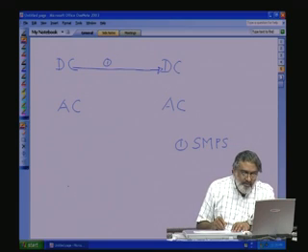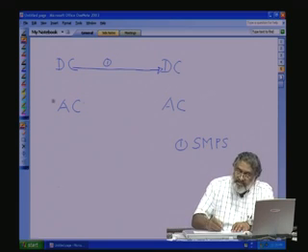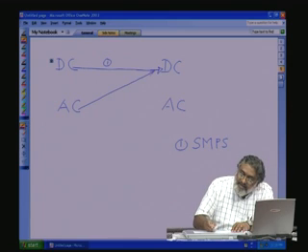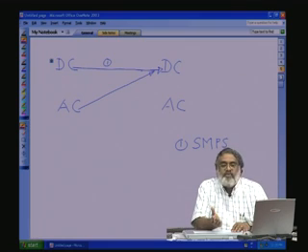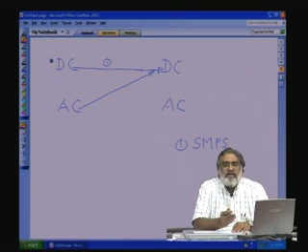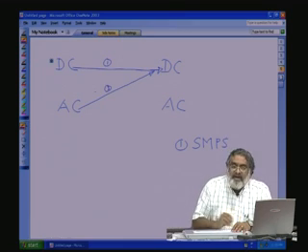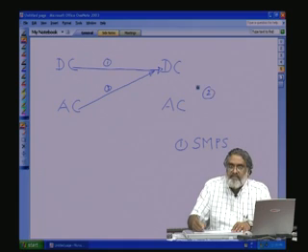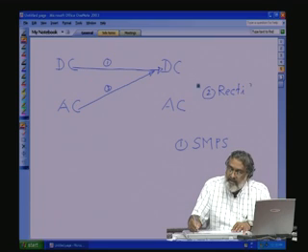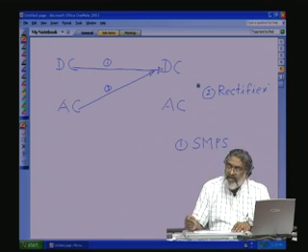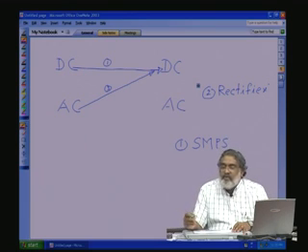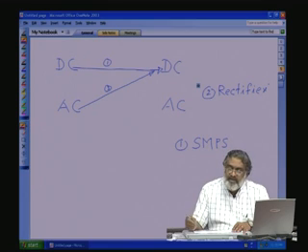Then AC to DC. That is our mains. That means an AC power source with alternating voltage and current is converted to DC voltage and current. The basic power converter for this we can call the rectifier. As electronics or electrical engineers, we know how to rectify. If you have the diode, three-phase or single-phase rectification is possible.